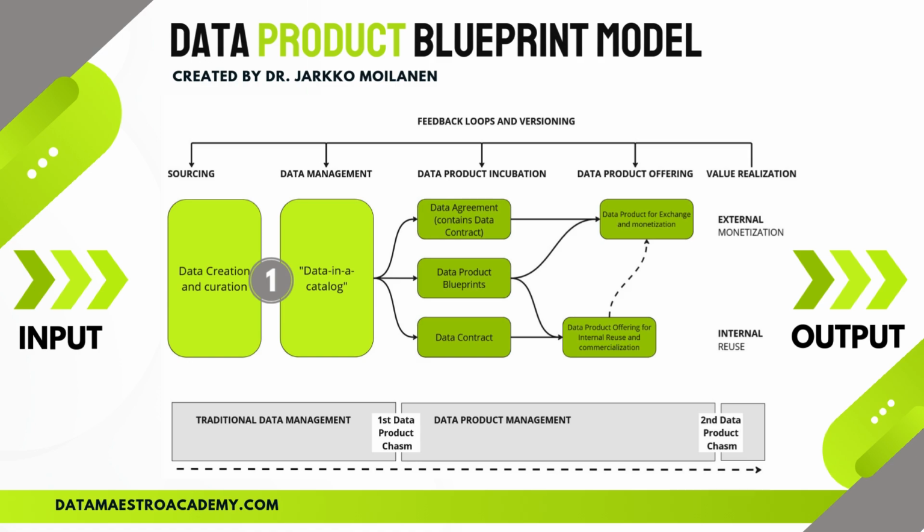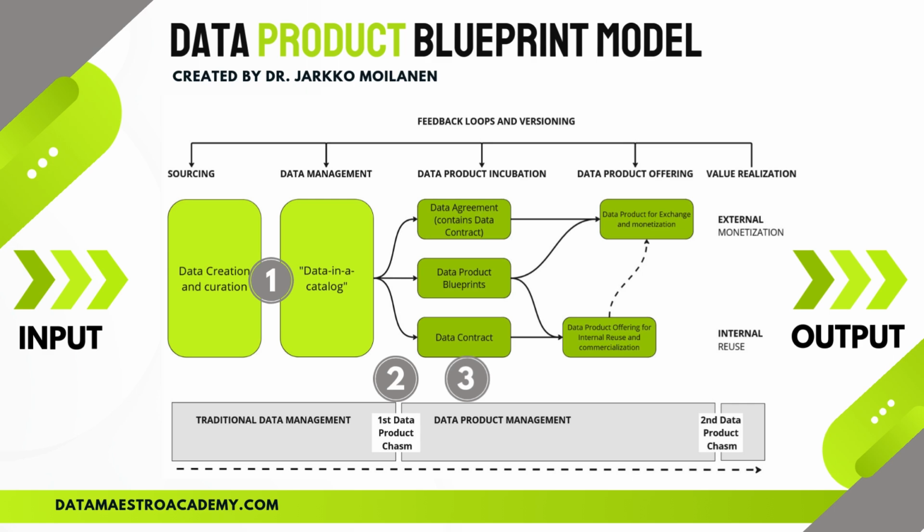Next in the process, we encounter the first data product chasm, a pivotal moment, much like Moore's chasm, that sets the stage for transformation. Crossing this chasm is not just a single step, but a process that, in one form or another, extends all the way to the end of the journey. This is the point where pure data begins its evolution into a true data product. It's where we move beyond technical data management and shift towards a business-oriented approach, focusing on customer needs, value creation, and delivering solutions that resonate.